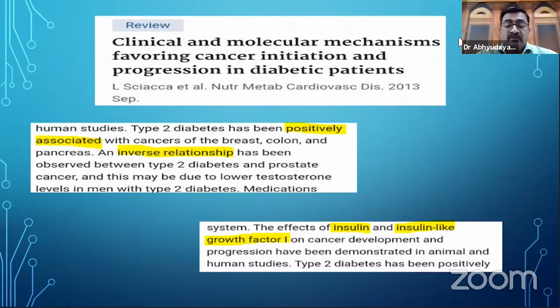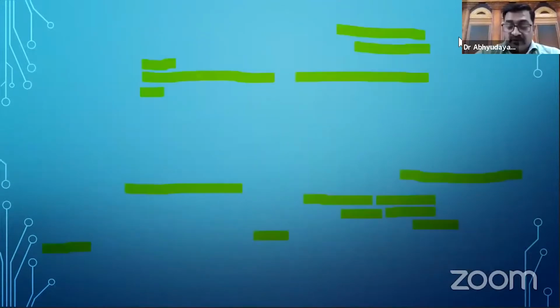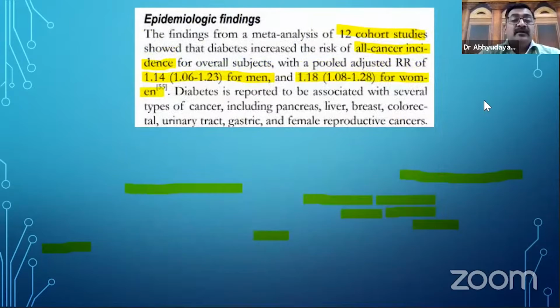And again, I won't talk about the effects of insulin and insulin-like growth factor on various cancer progression and its causation. And now we'll see the epidemiological findings. What are the epidemiological findings from various meta-analyses of 12 cohort studies, which showed that diabetes causes an increased risk of all cancer incidence, to the tune of about 1.14 for males and a relative risk of 1.18 for females.